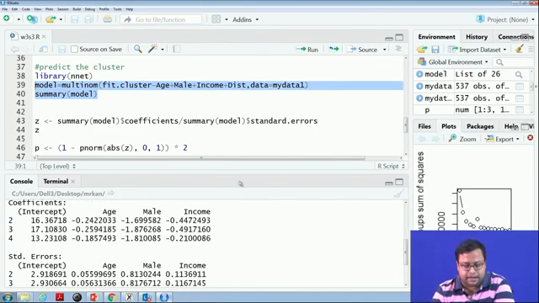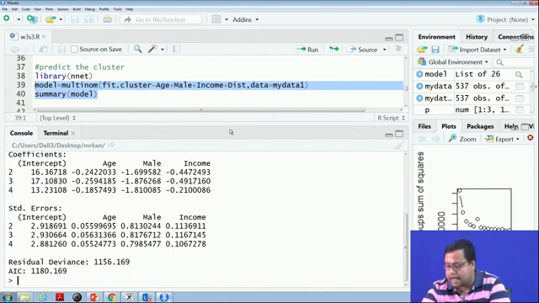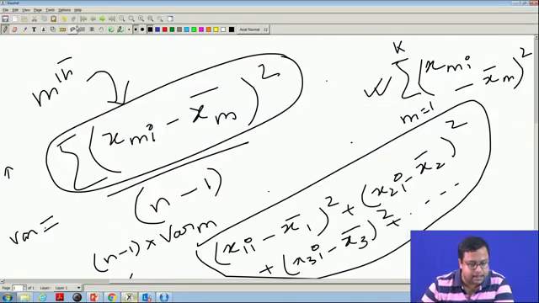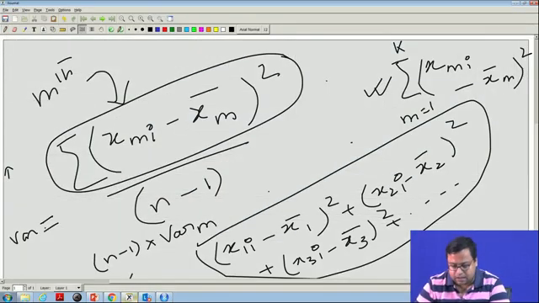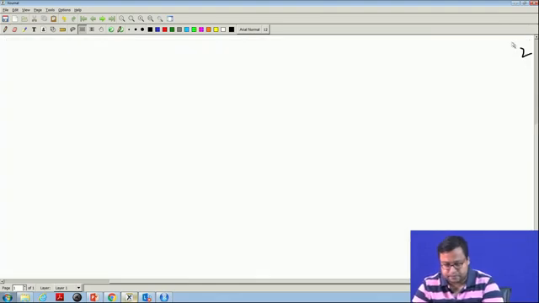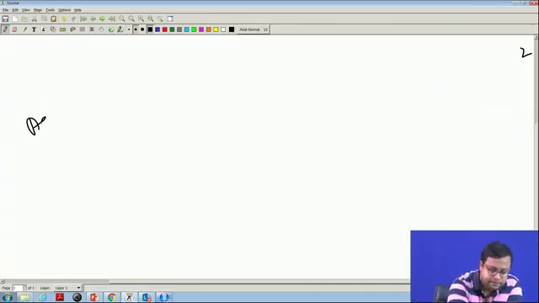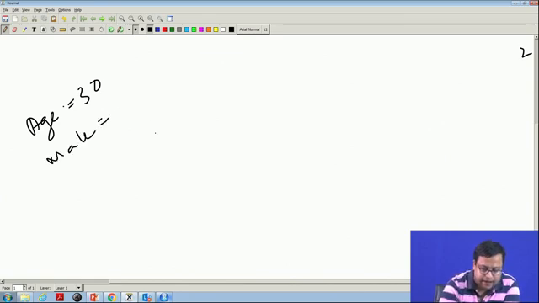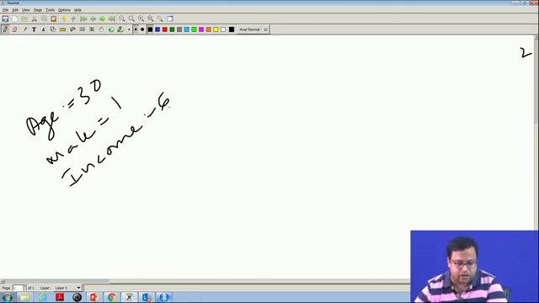So, how to interpret it? If somebody comes with this observation, let us say his age is 30 years, he is a male and his income is 6 lakhs, then what is the observation?